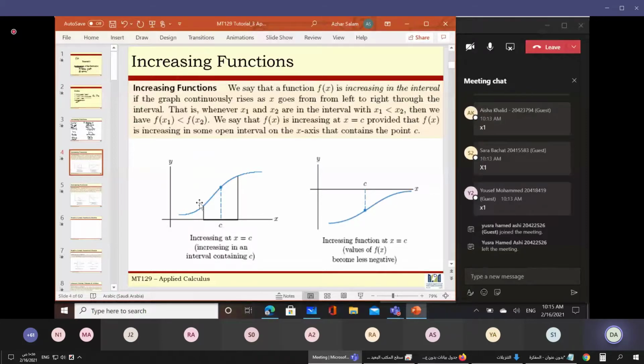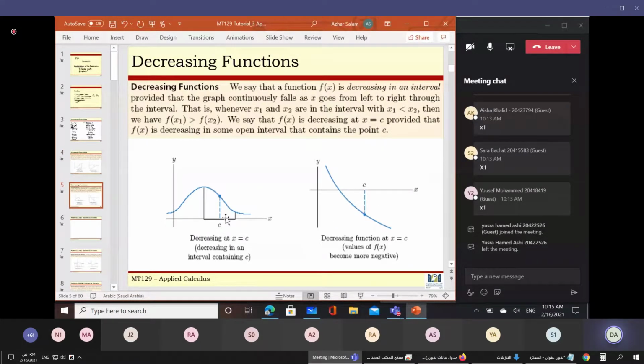Of course, it's not important whether the interval here is open or closed. The most important thing is that the number here is between these numbers. Okay, the interval containing the number A, as we said, or C, like here. And this is the decreasing function. Notice here in this graph, only this part is decreasing, but this first part is increasing. So I could have a function that increases in some intervals and decreases in other intervals.